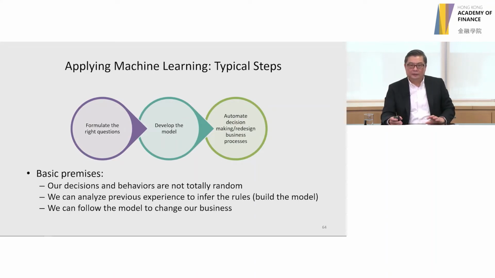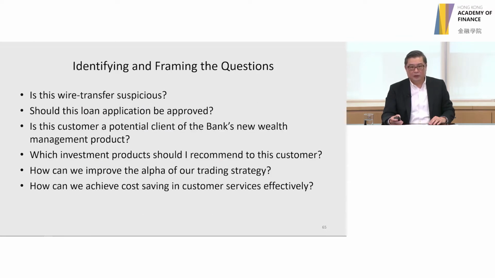So, let me summarize the typical steps to apply machine learning. The first is to formulate the right questions. Interestingly, in many projects that I work on with industry, this actually takes a lot of time. How to formulate the problem in the right way is very important. And then you develop the model, and then you automate your decision making and redesign the business process. So step one, identifying and framing the questions.